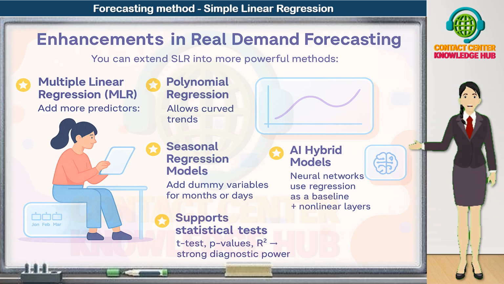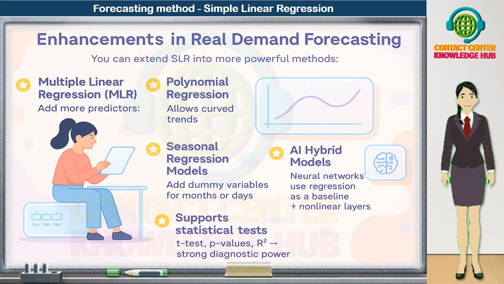And fourth, AI hybrid models. Modern neural networks often use regression as a baseline and then add nonlinear layers on top. This combination captures both linear stability and complex real-world patterns. Together, these enhancements transform simple regression into a robust, real-demand forecasting engine.